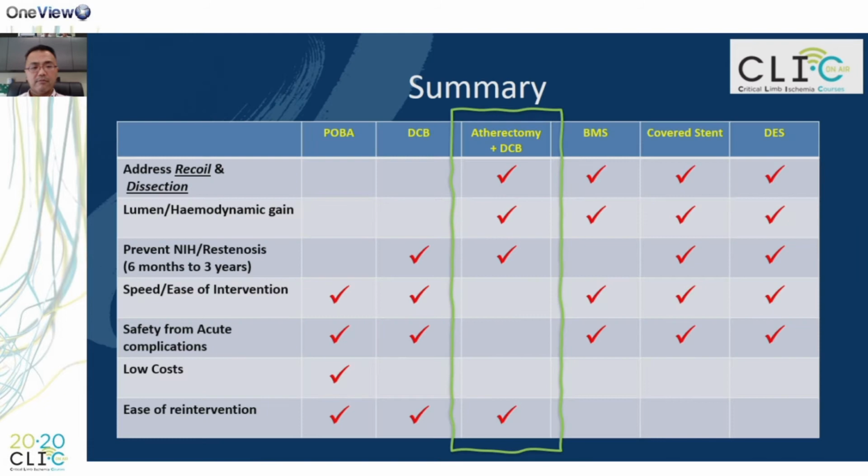Next slide, please. So in summary, if you put all the concerns about femoropopliteal lesions in CLTI, be it the ability to address recoil, dissection, neointimal hyperplasia, or speed of intervention, you do see that atherectomy in combination with a drug-coated balloon will give you a drug-eluting-stent-like result without actually the scaffold.